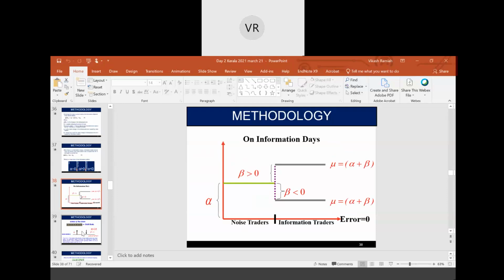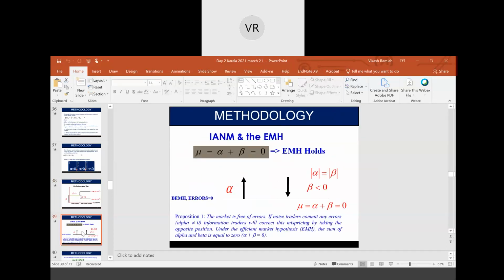Now, I can start making my proposition. My proposition 1 is for EMH to hold. The model that I showed you is called the information adjusted noise model. So if alpha goes to zero and you clear it, there's no mu, we have the efficient market hypothesis.